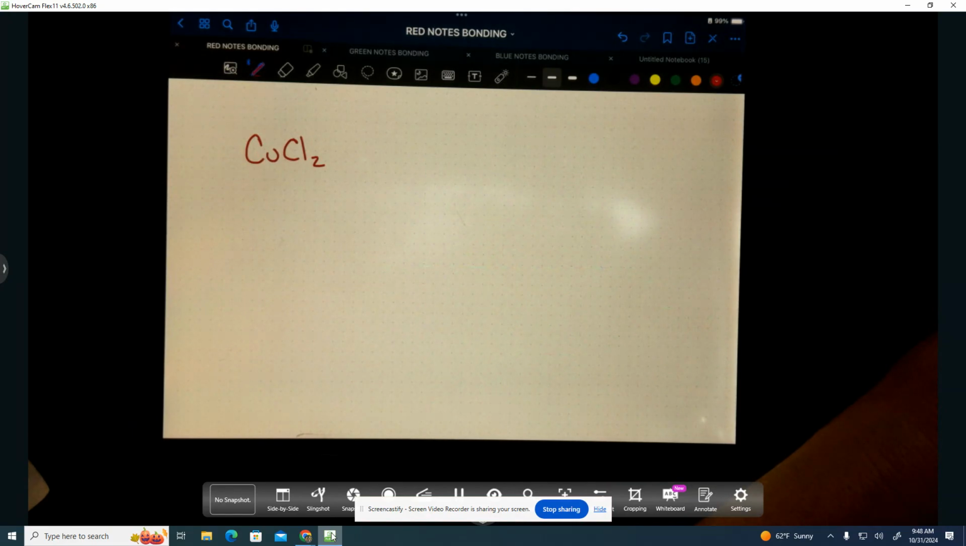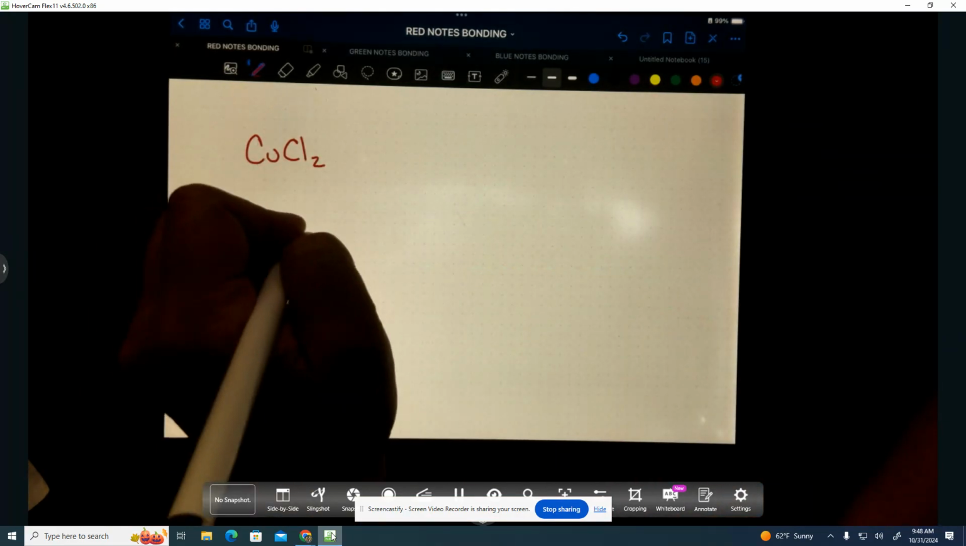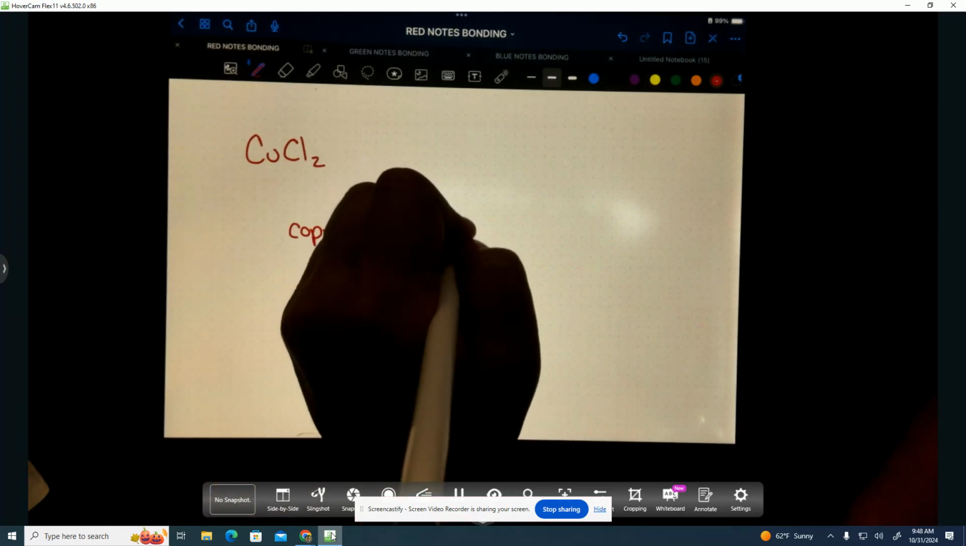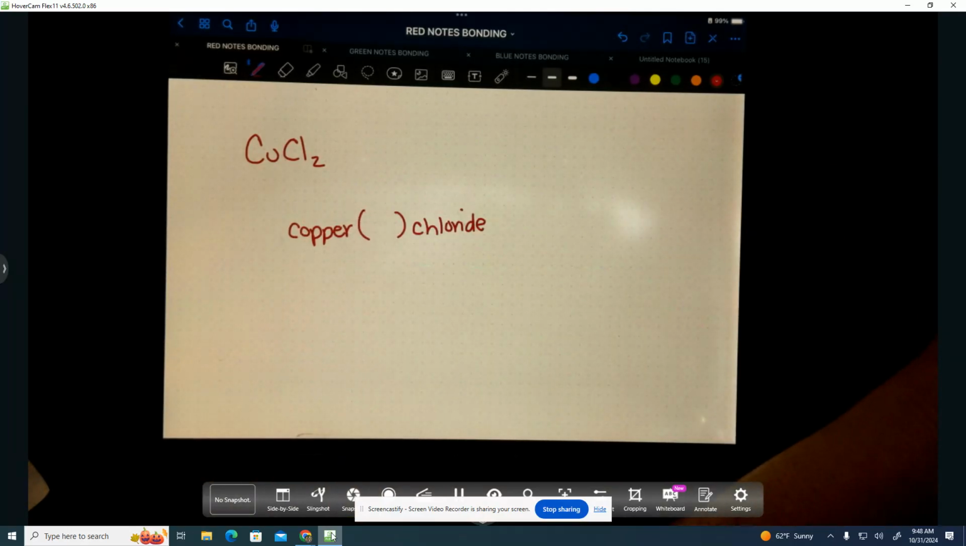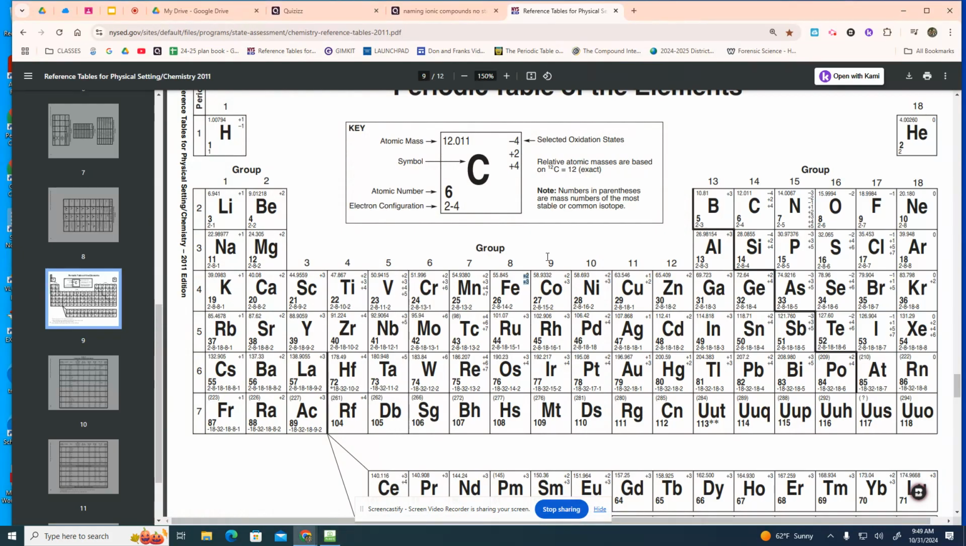First of all, what would the name of this be? Copper chloride. Does it need a Roman numeral? No. You better look at copper. Does copper have more than one choice for its cation? Look at copper. It's right here. It has a 1 or a 2.